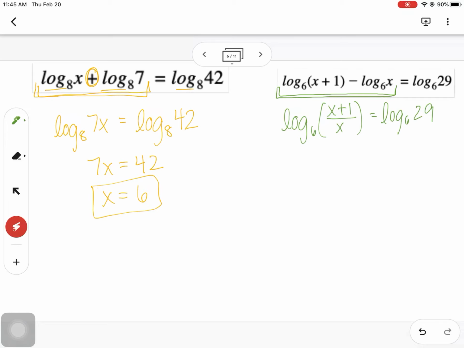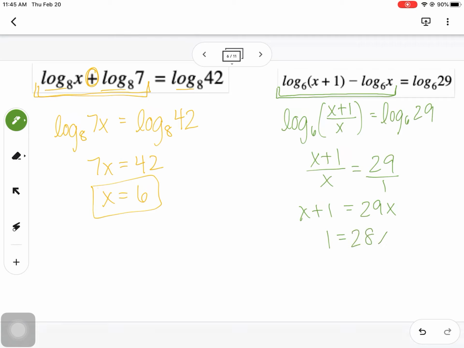Okay, we cannot cross out those x's because last chapter taught us that since there's addition on top, these don't simplify. But I can get rid of my logs and just set (x + 1)/x equal to 29. Here, to me, the easiest way to think about this is really to treat it like cross multiplying. You're going to do 1 times x plus 1, which just gives you a 1, equals 29 times x. I'm going to subtract that x over, and then x is 1/28.